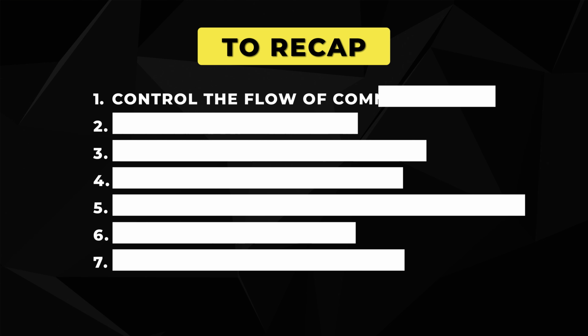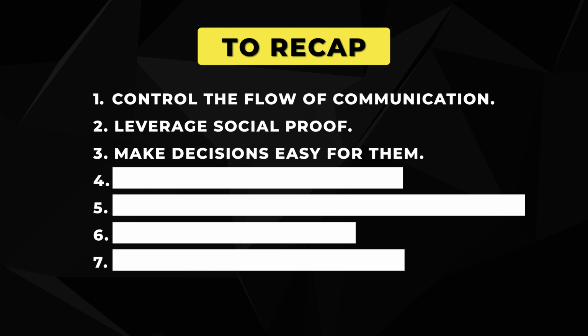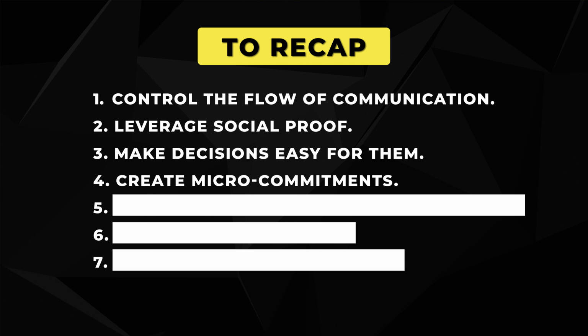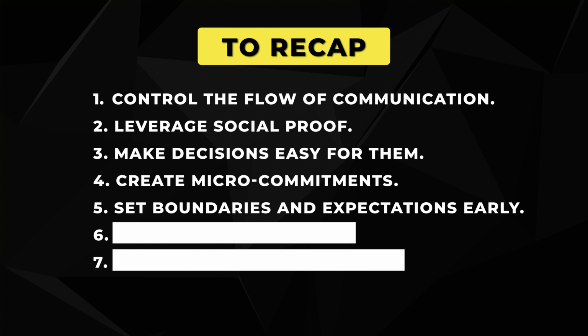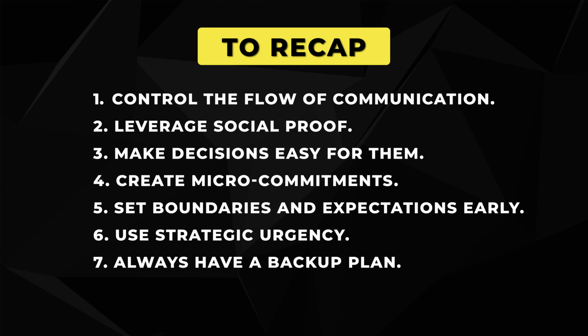Let's do a super quick recap. So number 1, control the flow of communication. Number 2, leverage social proof. Number 3, make decisions easy for them. Number 4, create micro commitments. Number 5, set boundaries and expectations early. Number 6, use strategic urgency. And number 7, always have a backup plan.